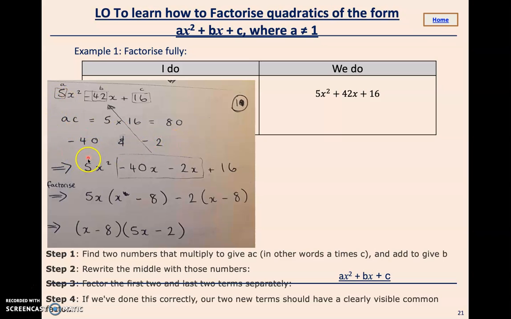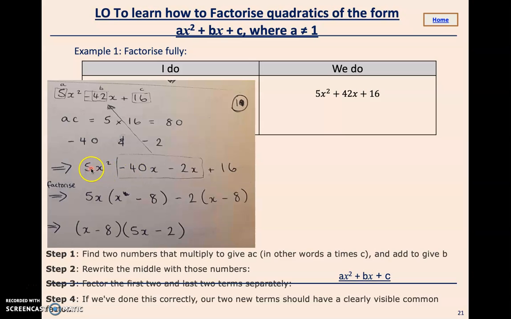So we end up with 5x squared still, then we have negative 40x and negative 2x. So we've used these two numbers. And if we collected these, we would still just end up with negative 42x. So our expression has not changed. And then we have the 16 on the end. So now we can factorize. With the first two terms we'll factorize these, and then we'll factorize the second two.